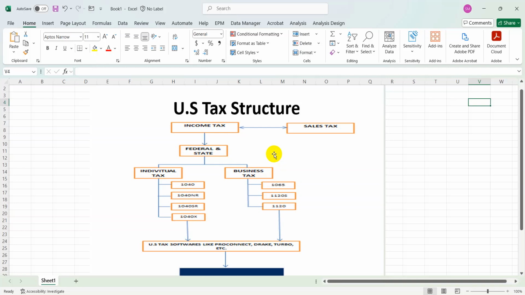So today we are going to talk about a topic on US tax structure. This video might be a little bit longer than our previous few videos because we will get a complete overview of the US tax structure, in particular with the income tax related.